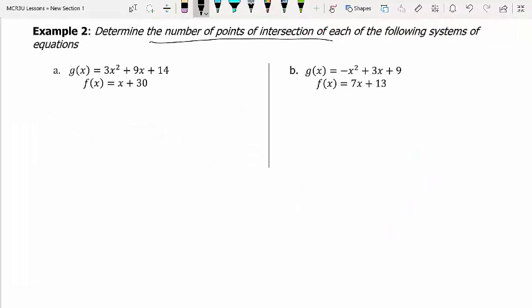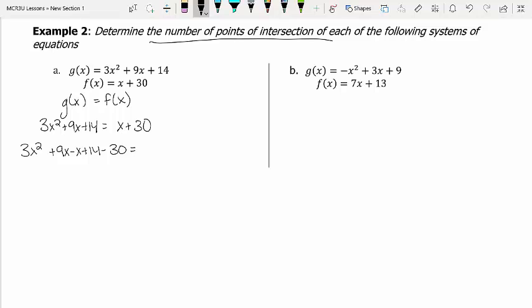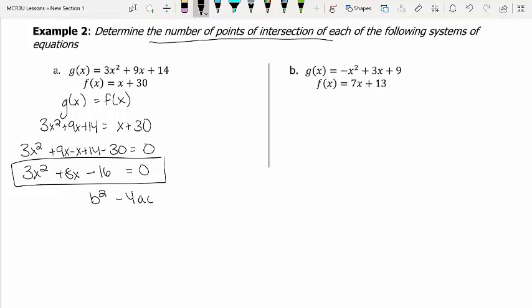That's like example B that we solved above. Determine the number of points of intersection. So we don't need to find the intersection points, we just need to figure out how many there are. For this, let's go ahead and set g at x equal to f at x. We'll solve that and then use the discriminant to figure out the number of points of intersection. Let's collect and then combine our like terms.